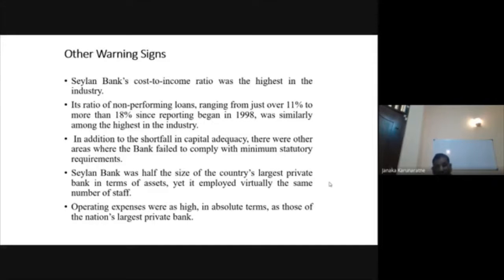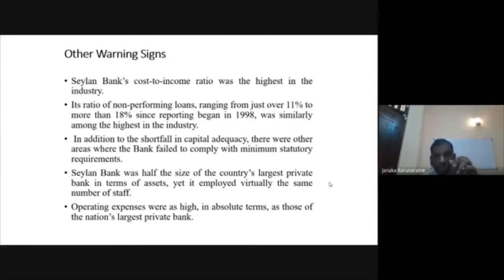Its ratio of non-performing loans ranged from just over 11% to more than 18% since reporting began in 1990, and was similarly among the highest in the industry. So even the NPL ratio was the highest. So that's a significant indicator of credit risk. So it was the highest. So Ceylon Bank has been the highest credit risk in terms of NPLs.